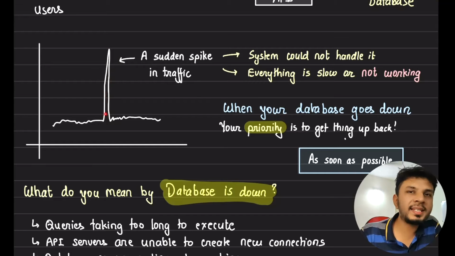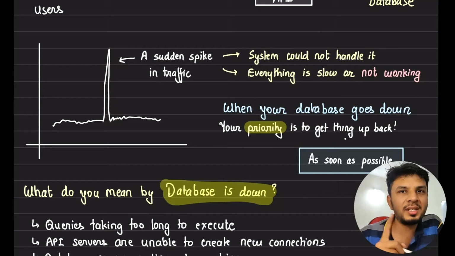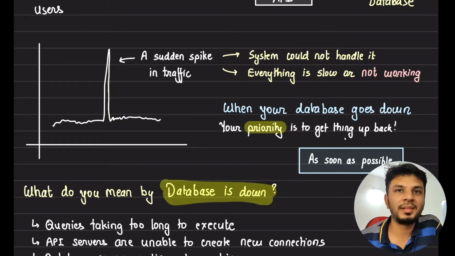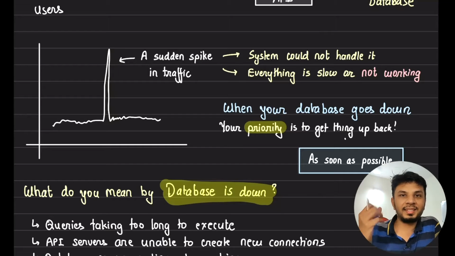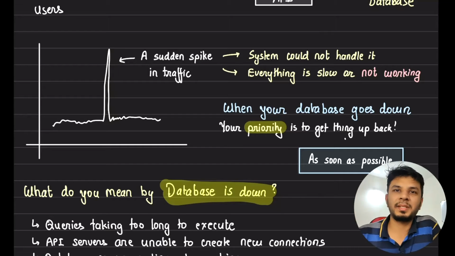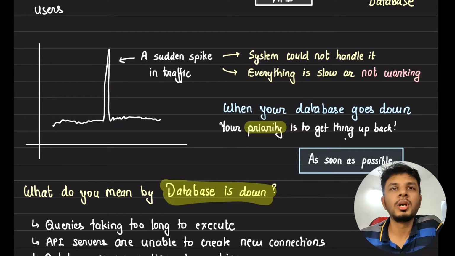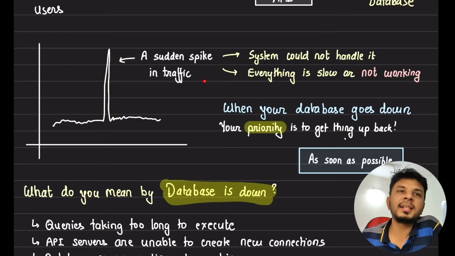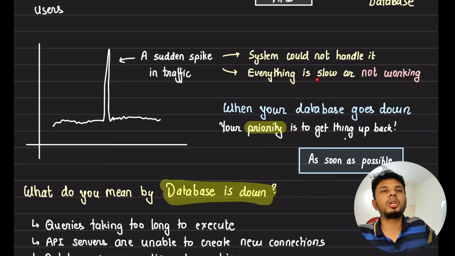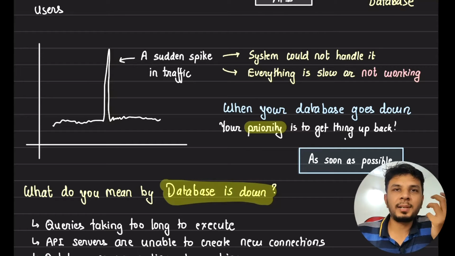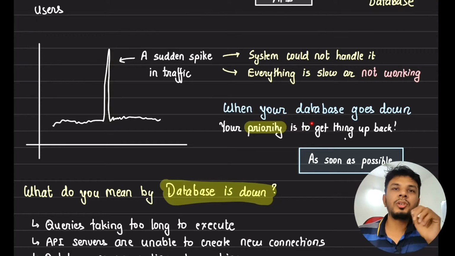So when you see sudden spikes, that's where your database gets into trouble, which takes the system down. There are a few possible reasons for what exactly happens when a database goes down, so we'll touch upon that. When there is a sudden spike in traffic and your database is affected, your database is not able to handle that much load, so your database goes down.